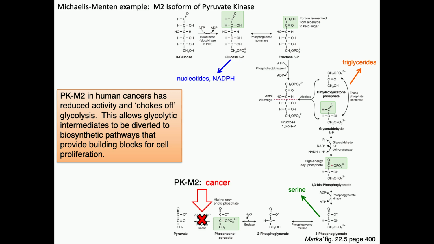So what does a cancer cell need? It needs ATP. Sure, it needs ATP, but that's not the hallmark feature of cancer, right? The hallmark feature of cancer is uncontrolled growth, accumulation of new mass, right? That is pathological mass that is displacing your healthy mass. So the idea with the M2 isoform of pyruvate kinase is that it's choking off glycolysis and allowing glycolytic intermediates to divert into other pathways.